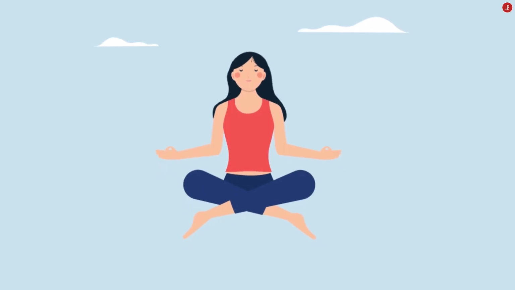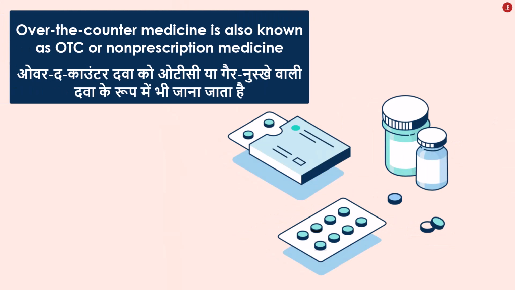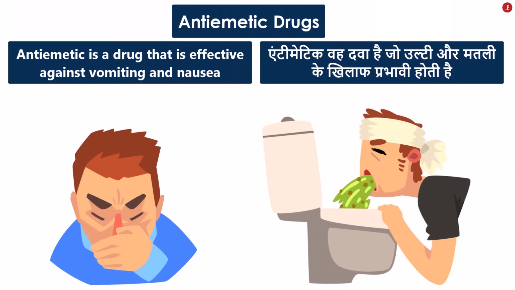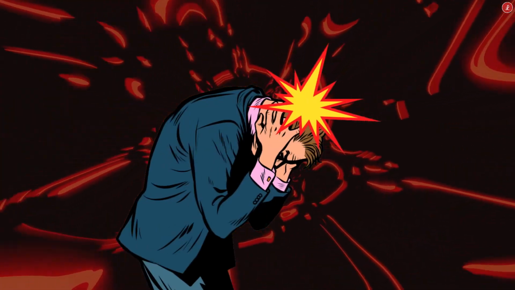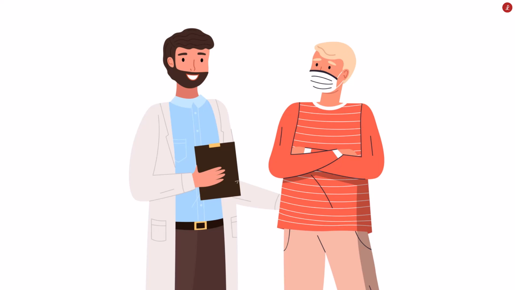When you get a migraine attack, just try to go and sit in a quiet room, stay calm and relaxed, and drink a lot of water. If the pain is severe, take help of OTC medications. And if nausea and vomiting is there, you can take antiemetic drugs. If the pain is very severe and is lasting for more than 72 hours, please contact your doctor.